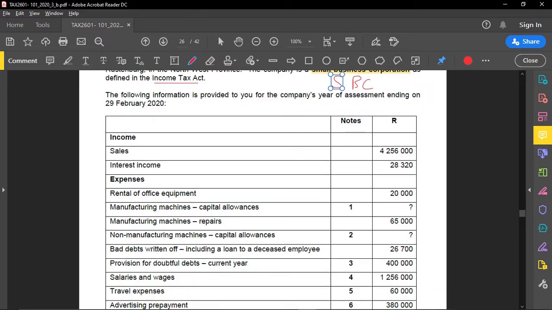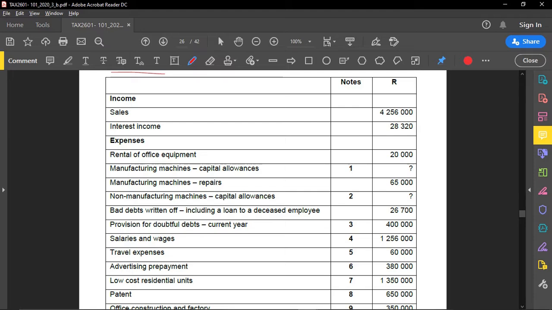So the first one. The following information is provided to you for the company's year of assessment ending 29 Feb. We saw that in the required, so we know what year end we're looking at. The year would have started, in terms of the 12 months, on the 1st of March 2019, last year, because this is 29 Feb 2020.